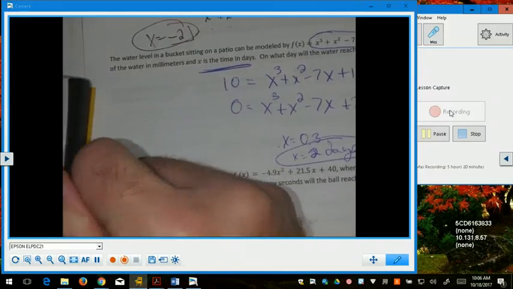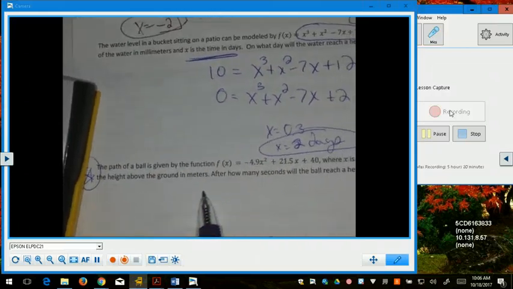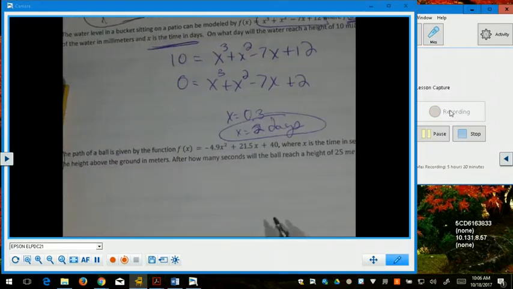Try this for the next problem. You can use your calculator to help you solve the problem once you have it set up. Or you could, because it's a quadratic, use the quadratic formula.